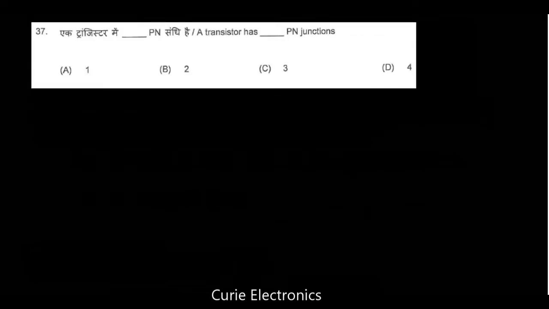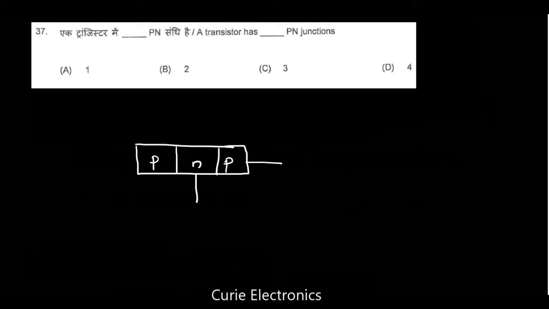A transistor has dash PN junctions. How many PN junctions are there for a transistor? So we have two types of transistors. Which are the two types of transistors? That is PNP and NPN transistor.